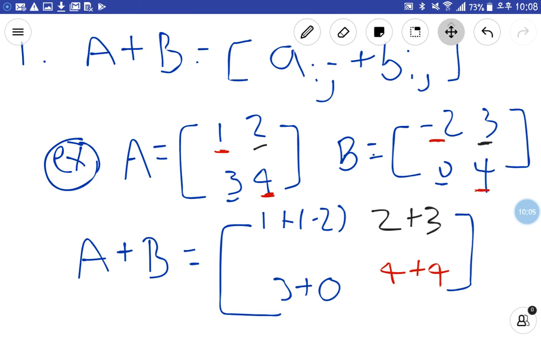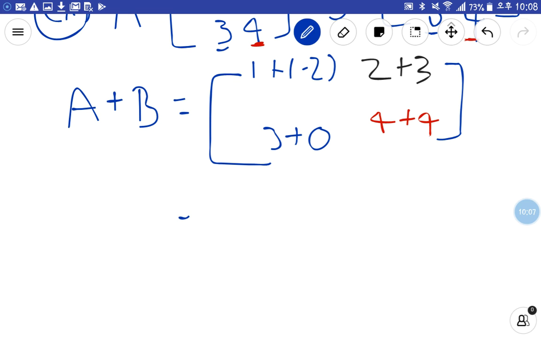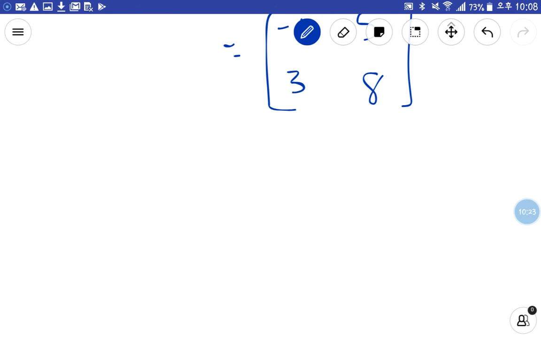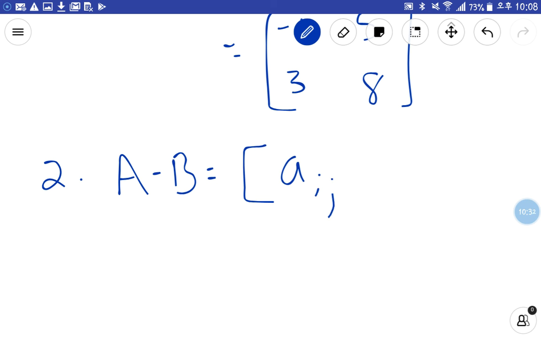Okay? Now what? Simplify. 1 plus -2 is -1. 2 plus 3 is 5. 3 plus 0 is 3. 4 plus 4 is 8. That's what I have. It's easy, right? All right, move on. Now, second, I want to find subtraction. So A minus B, which is Aij minus Bij. That's what we have.